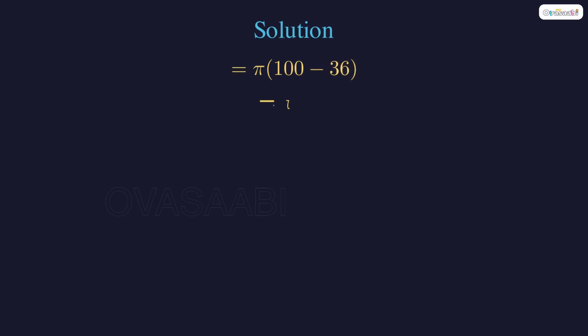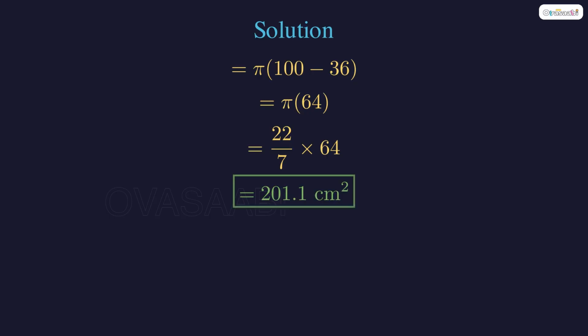Ten squared is 100, 6 squared is 36. 100 minus 36 equals 64. Multiply by pi to get 201.1 square centimeters.